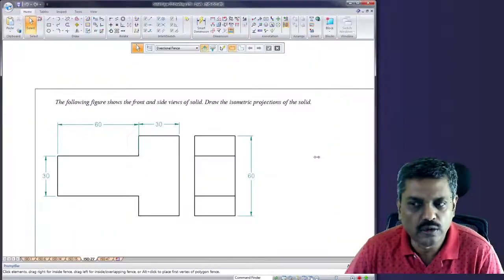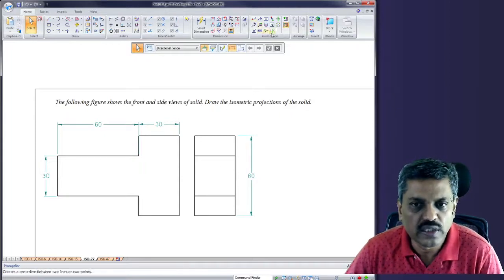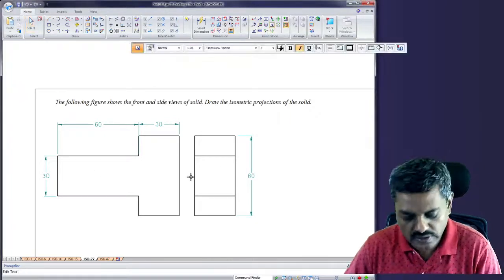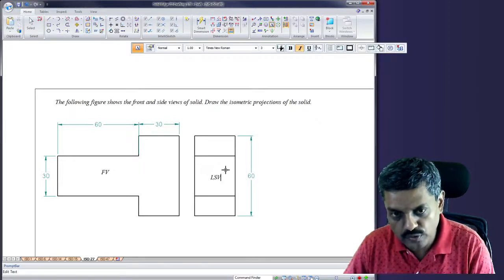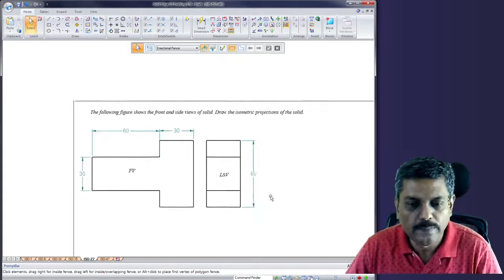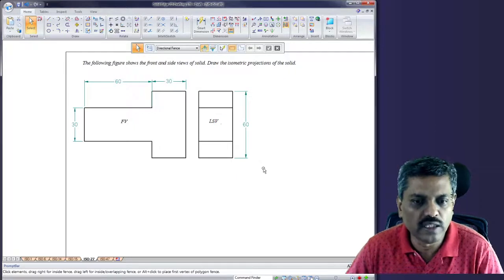So straight away we get into Solid Edge. You can see here the following figure shows the front and side views of the solid. Draw the isometric projection of the solid in question. So you see that always the bigger view is considered to be the front view, and there is a view on the right of that. That means this is the left side view. We must understand that this is the front view, and this is the left side view, which is very important because it is first quadrant we are dealing with, or first angle projection.